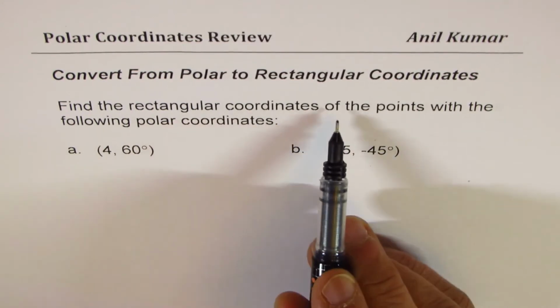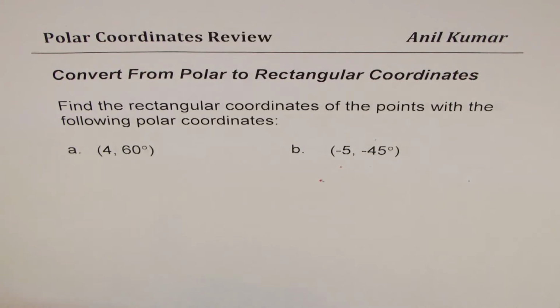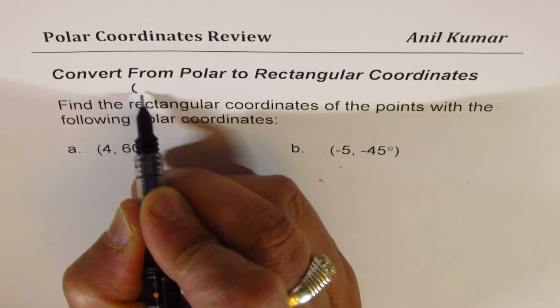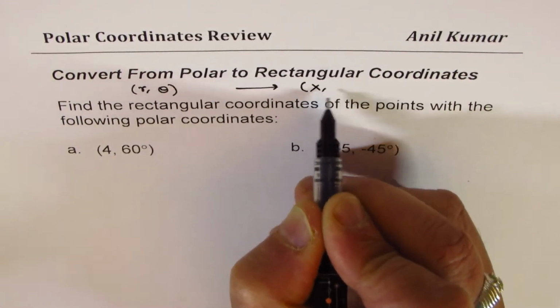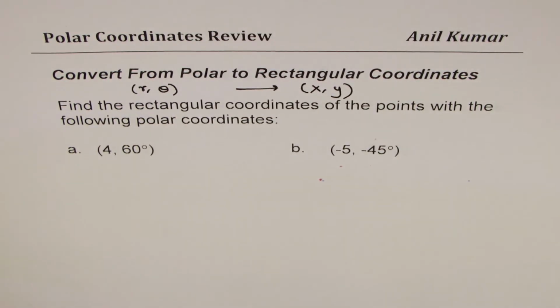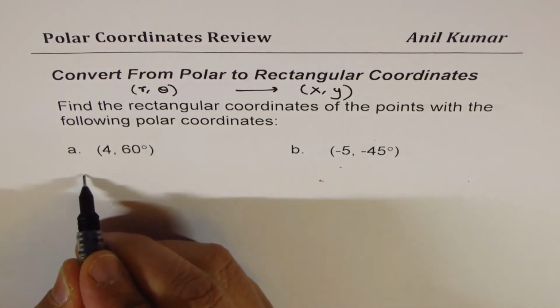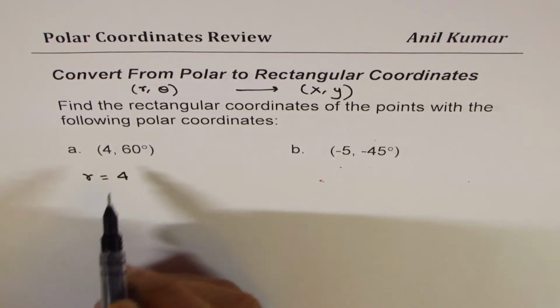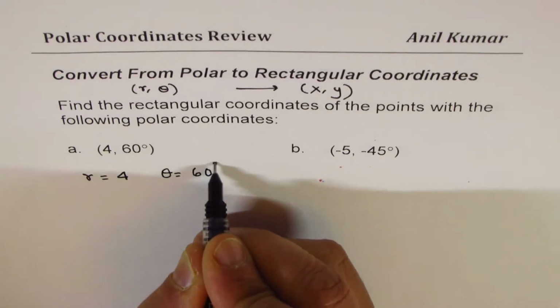Okay, so the next question here is convert from polar to rectangular coordinates. Find the rectangular coordinates of the points with the following polar coordinates. Polar coordinates means we are talking about r theta, and we have to convert this to xy, which is the rectangular coordinates for the same thing. In this case, we know r is equal to 4 and theta is equal to 60 degrees.